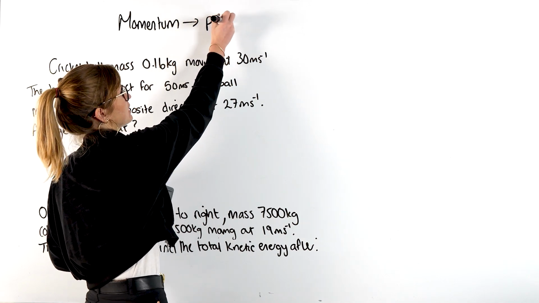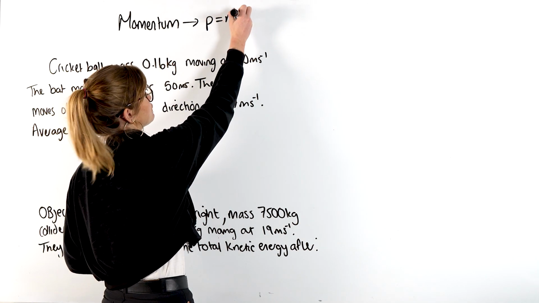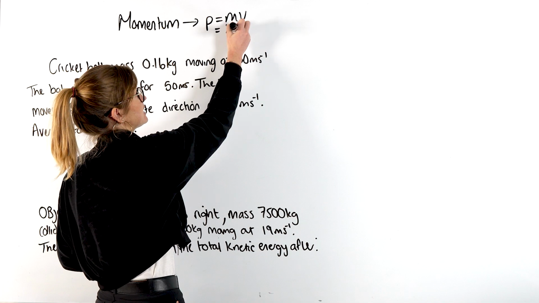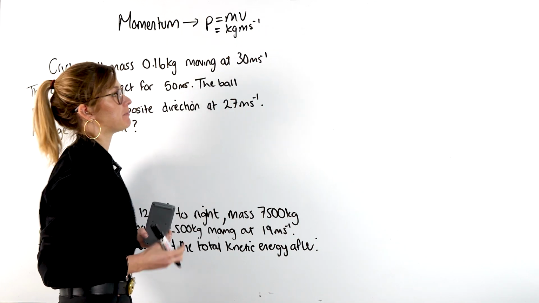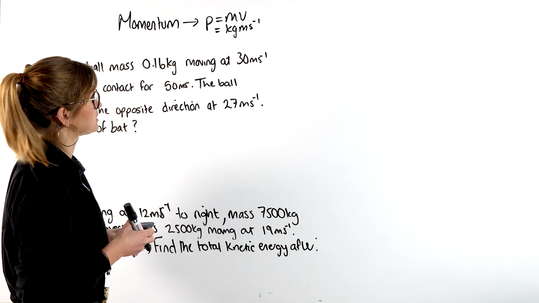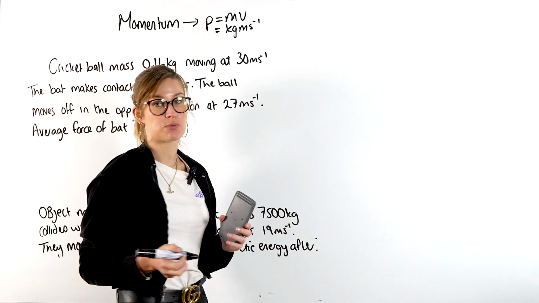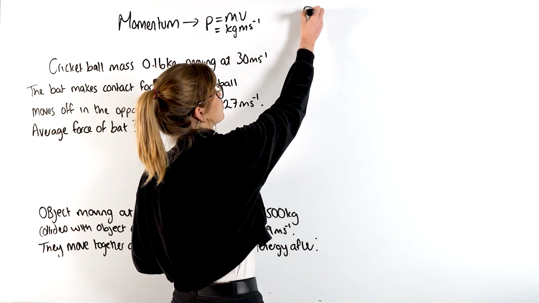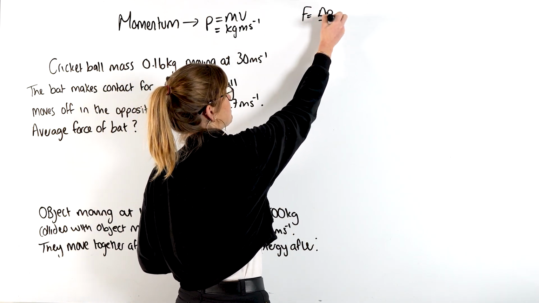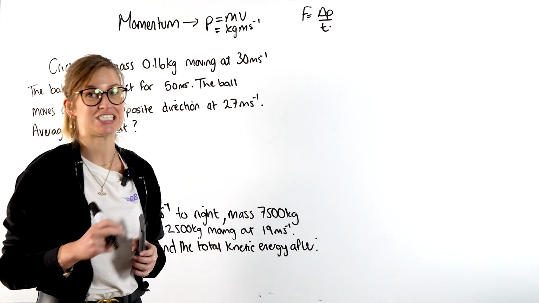So things to know about momentum. Momentum, we give the letter P and it's equal to the mass times the velocity. So its unit always is kilograms meters per second because it's a mass in kilograms times the velocity in meters per second. An equation that comes up quite often in momentum is an equation that says force is equal to the rate of change in momentum. So force is equal to the rate of change in momentum.